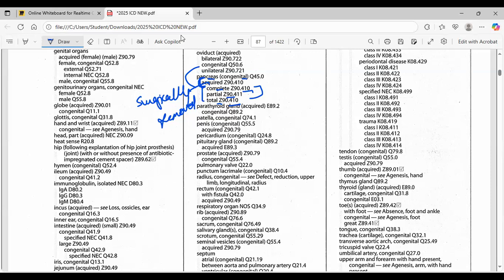Is it clear how to find the code Z90? Okay, I'm moving further. So let's move to another topic now.